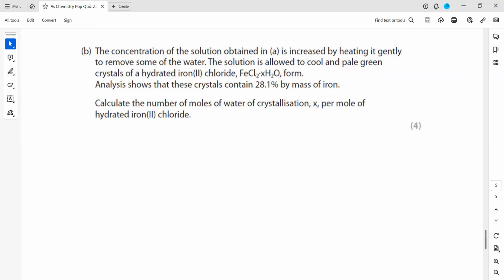So in the question they mention 28.1% of iron is present by mass in the crystals, like the total mass. This is FeCl2.xH2O. So of the total, 28.1% is iron. So first, we will work out the relative mass of this whole compound.